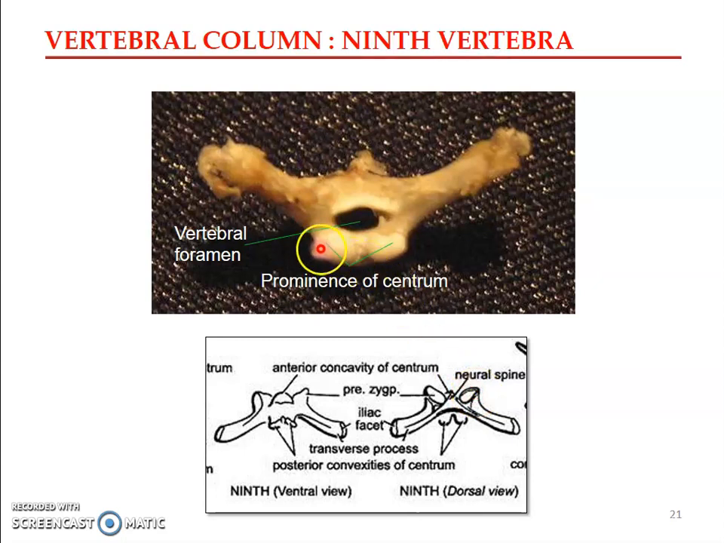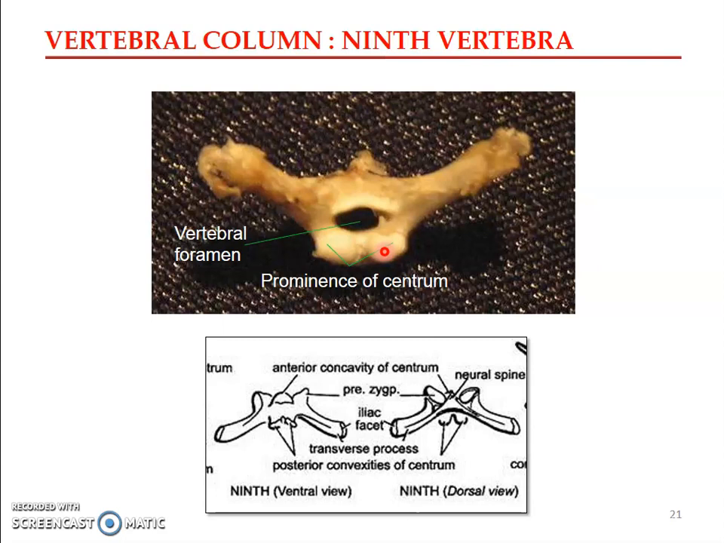Here you can see the two convexities. This is the posterior part, so these two are the convexities. Two convexities will be there on the posterior side, and these fit into the urostyle. The urostyle has complementary concavities on its side. The transverse processes are cylindrical, stout, and backwardly directed.